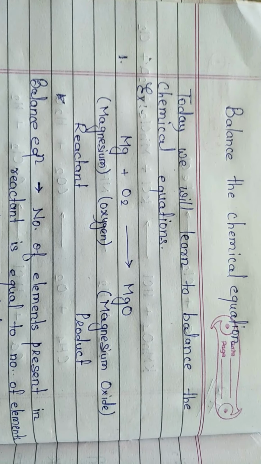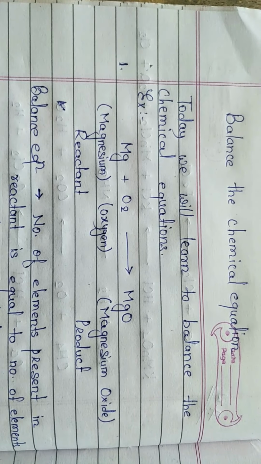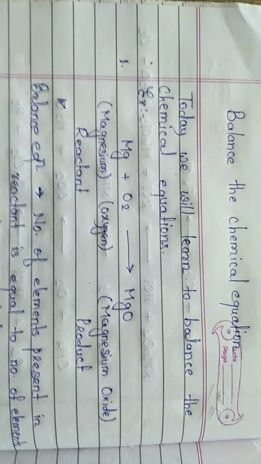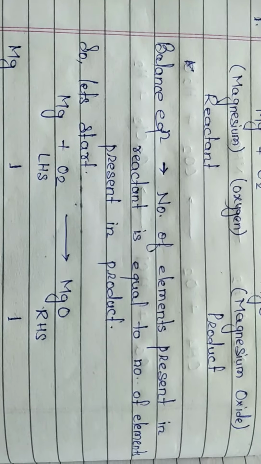Today we'll learn to balance the chemical equation. So before balancing, we have to know what a balanced equation is. A balanced equation means the number of each element present in the reactant should be equal to the number of that element present in the product. These are known as balanced equations.